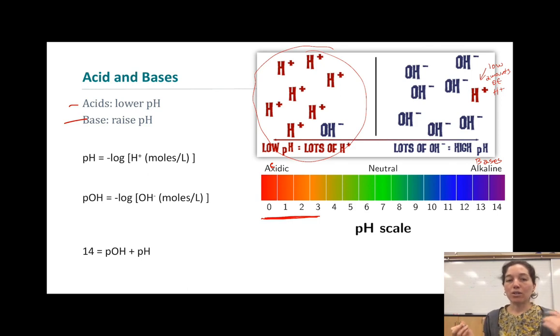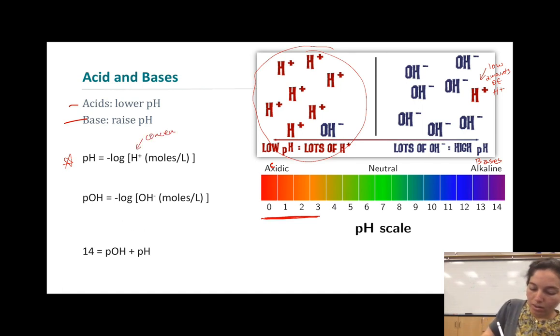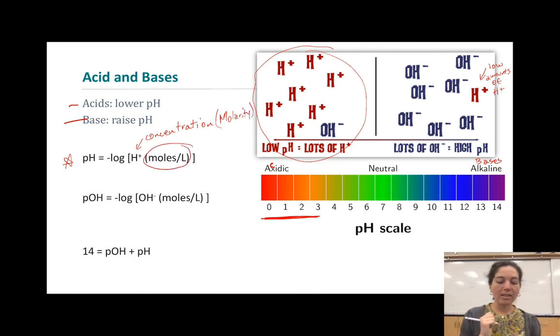Our pH is determined by this mathematical equation here. Our pH is equal to the negative log of our H plus concentration. Remember that concentration is determined in molarity, and our molarity is equal to moles per liter. So that's the unit here. It's the negative log of our H plus concentration in moles per liter. So however many of these we have in moles per liter is going to lead us to determine our pH.